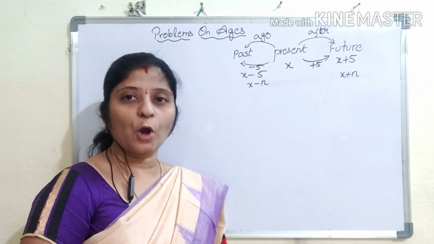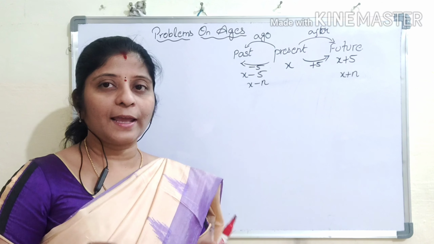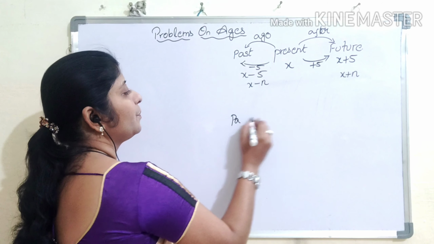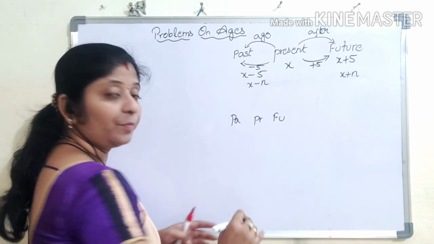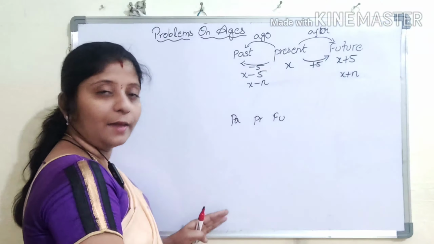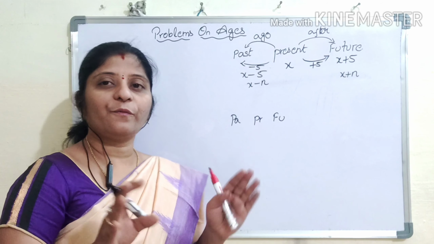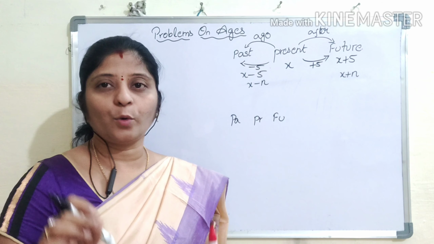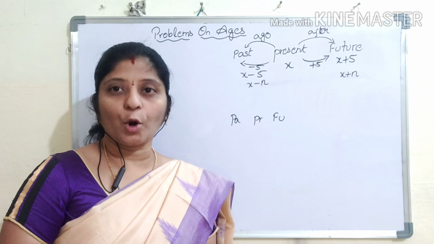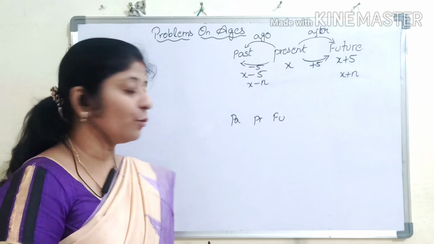Now we will see some problems based on this topic. If you are initial to this topic, always write past, present, future. If you are expert on this topic, you need not write like this. You can solve the problem directly. But in these problems, first thoroughly read the question 2 or 3 times. Don't solve the problem without reading the question. So we will see the problems based on this.